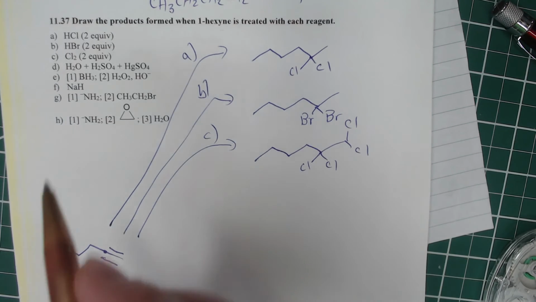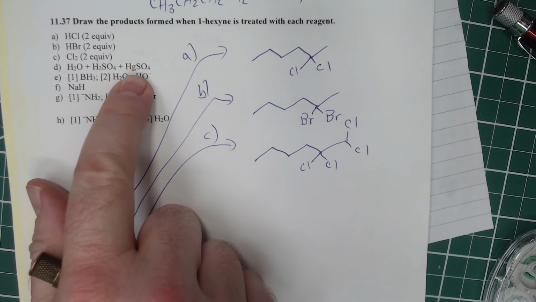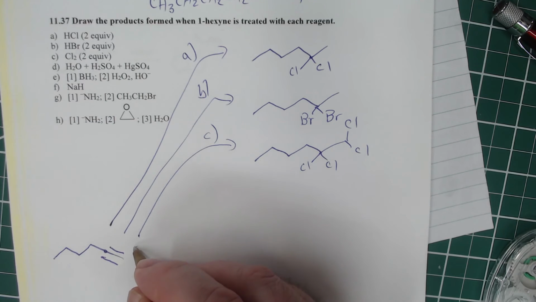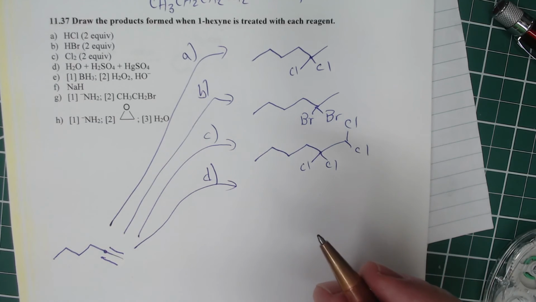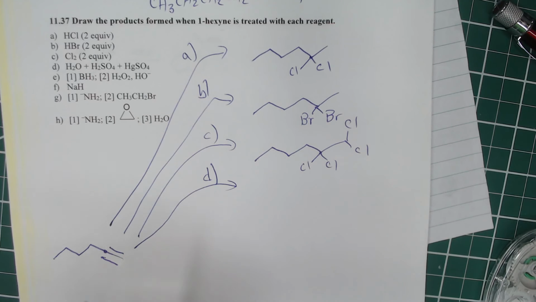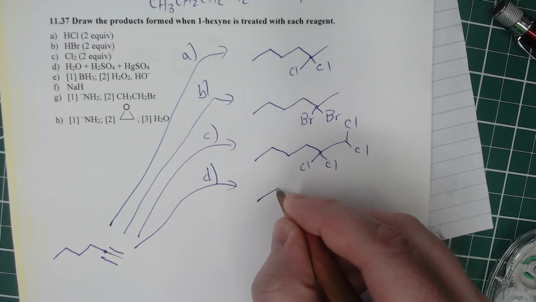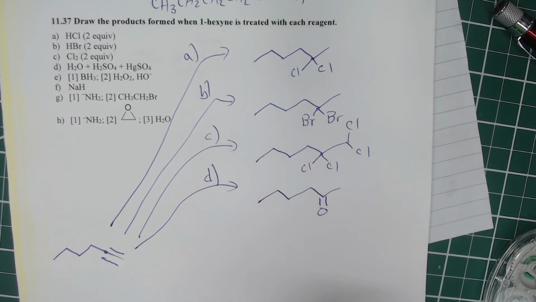All right, next we're going to do H2O, H2SO4, and HgSO4. We have to use the HgSO4, the mercury 2 sulfate, as a catalyst when we're doing terminal alkynes. So that's why we have that one. That's going to do Markovnikov addition of HOH across. It will tautomerize, and we will end up getting a ketone.